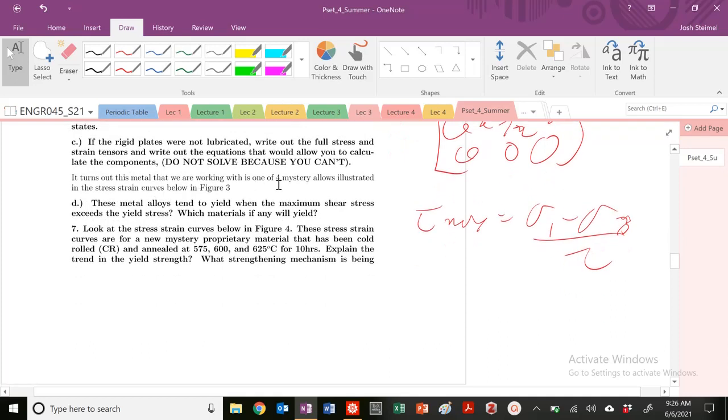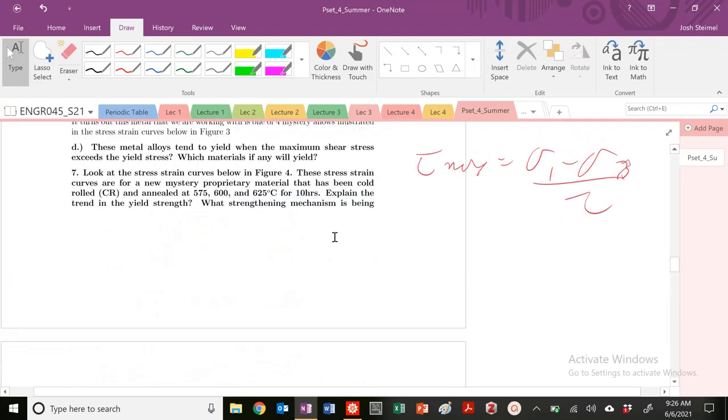Turns out that the metal we're working with is one of the formation alloys illustrated in the stress strain curves below in figure 3. These metals tend to yield when the maximum shear stress exceeds the yield stress. Which of the materials, if any? Ooh, that's a good problem.